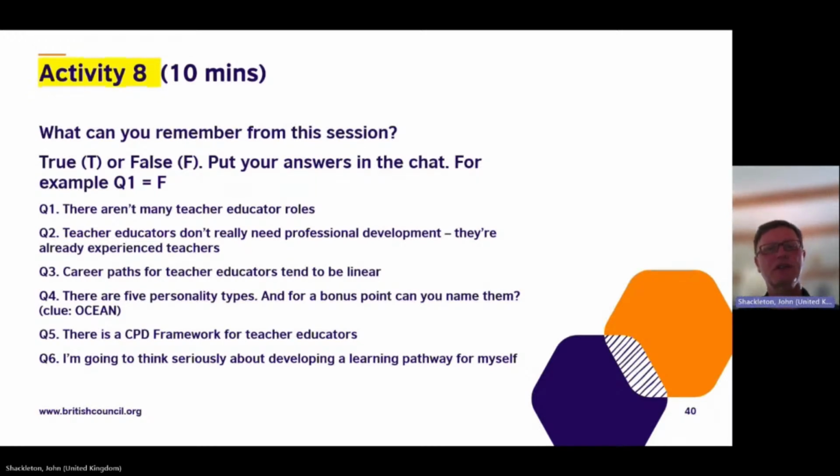So just take, it says 10 minutes, you don't need 10 minutes, just a couple of minutes will be fine, of course. So if you could have a look at those questions there. There's 6. And if you could put your answers, it's either true or it's false. That's the way the world works, isn't it? It's black and white. If you think that the answer to question 1 is false, put Q1 equals F. Okay, nice and simple. So if you could have a look at that now, and I'll be back in a couple of minutes. Okay, thank you.